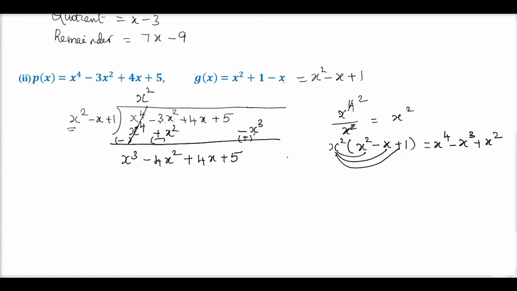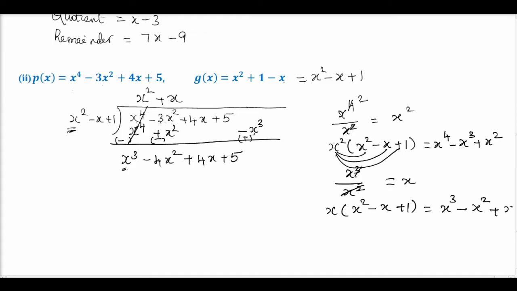Okay. Now we'll take the first term of the new dividend and the divisor. So it is x cube divided by x square. When you cancel, you get x. That is the next term, the second term of my quotient. Now let's multiply this x with the divisor so that we get x cube minus x square plus x.